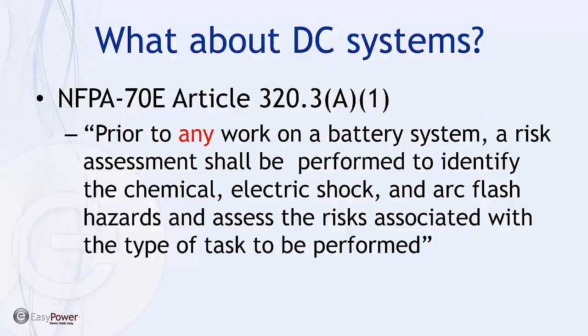What about DC systems? In NFPA 70E, Article 320.3, paragraph A1, prior to any work on a battery system, a risk assessment shall be performed to identify the chemical, electrical, and arc flash hazard and assess the risks associated with the type of task to be performed. Very specific directions in NFPA 70E, more extensive than even the requirements of IEEE 1584, which is yet to deal with the DC arc flash calculations.